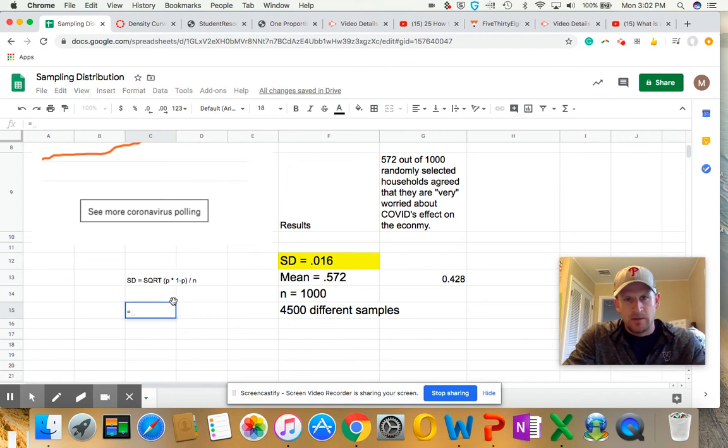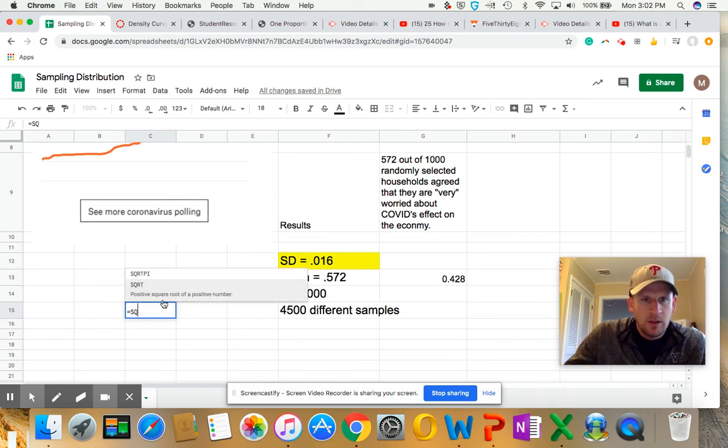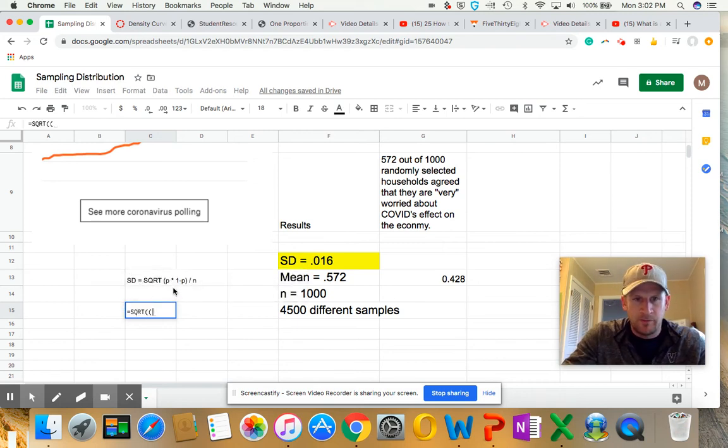So standard deviation is going to be equal to the square root of, I'm going to put another parenthesis in there, 0.572 multiplied by 0.428, end parenthesis, and then divide by 1,000.